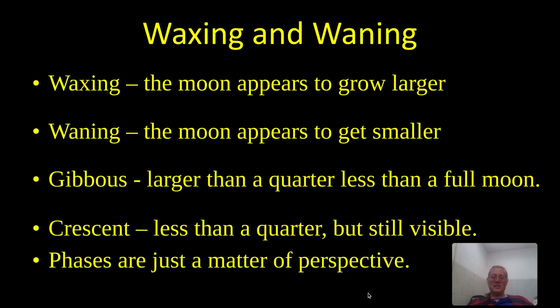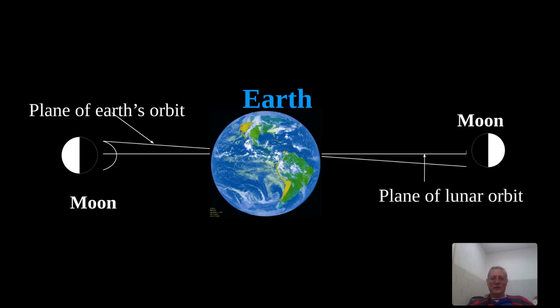And remember that phases are just a change in perspective. So the moon isn't changing sizes, it's just how the moon looks according to where it is in its orbit around our planet. And so here we're looking at how the orbit of the moon is slightly off our plane.